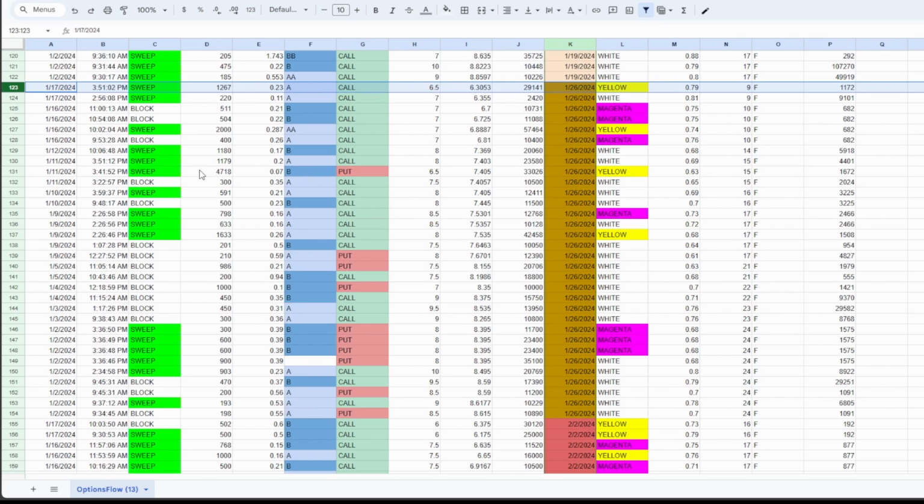Now, another thing I want to point out is this next line, 131. It was a put at the bid, which is bullish as well, because that makes money on the price increase, right? Now, it wouldn't be a lot of premium because they got it at 7 cents. But it still makes 6, 7 cents per contract on 4,700 orders. Still pretty good, right? And each of those contracts is 100 shares.